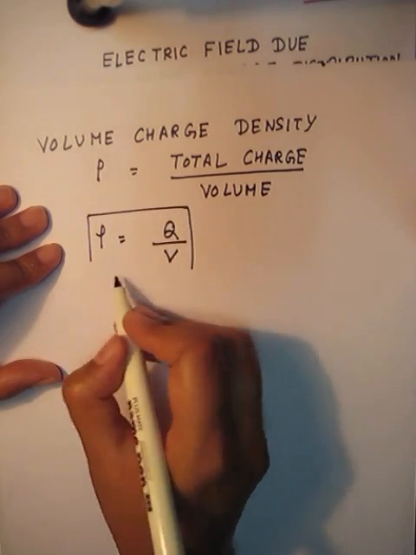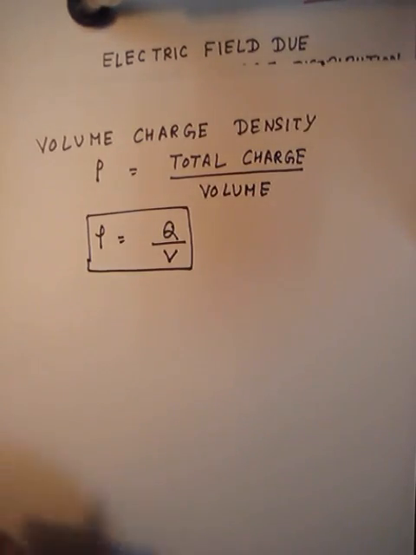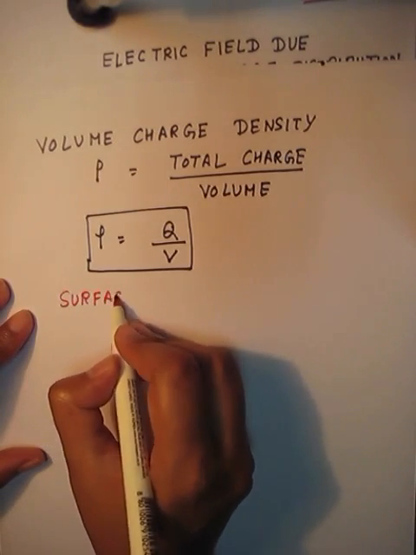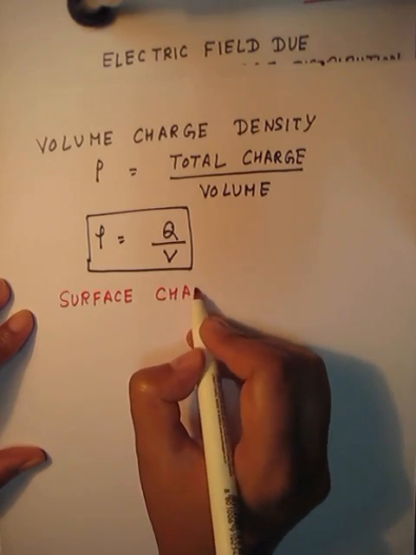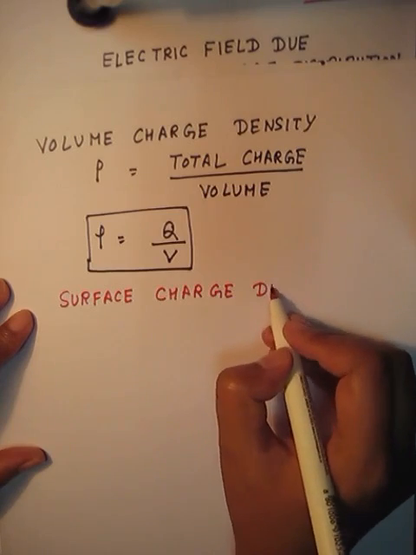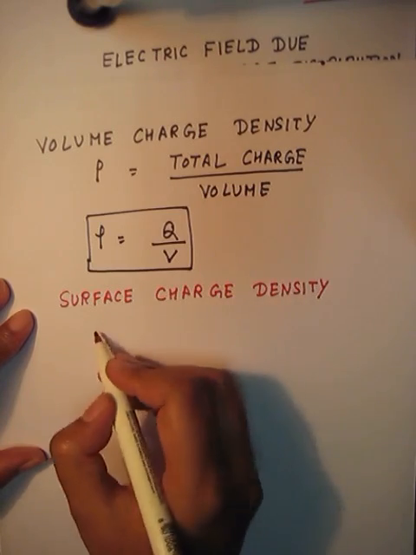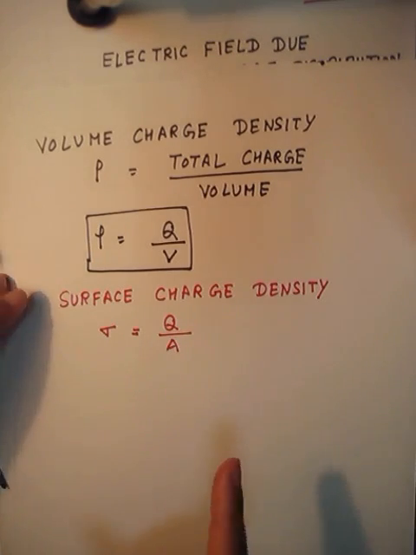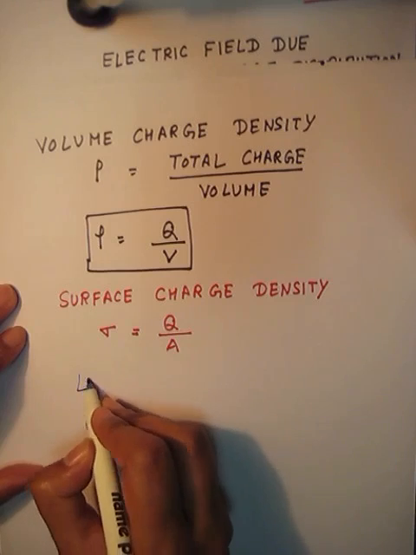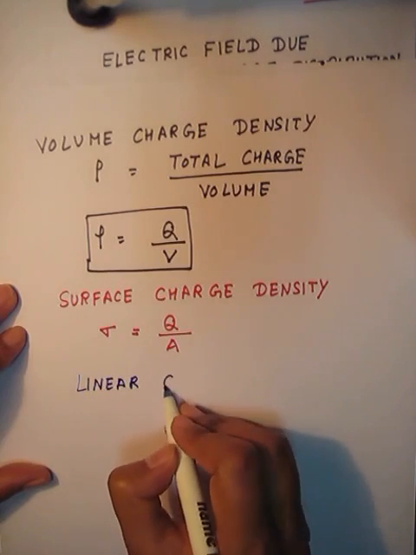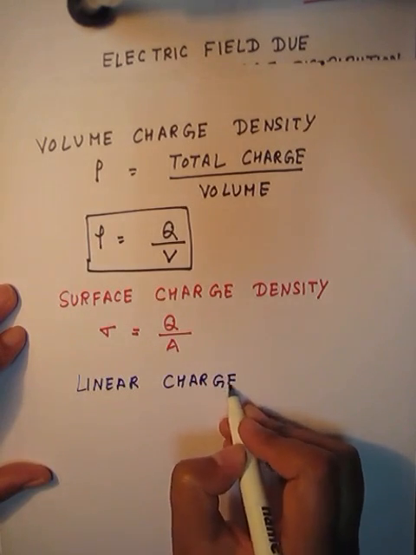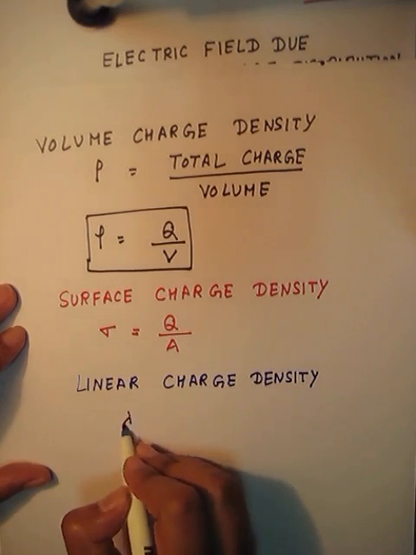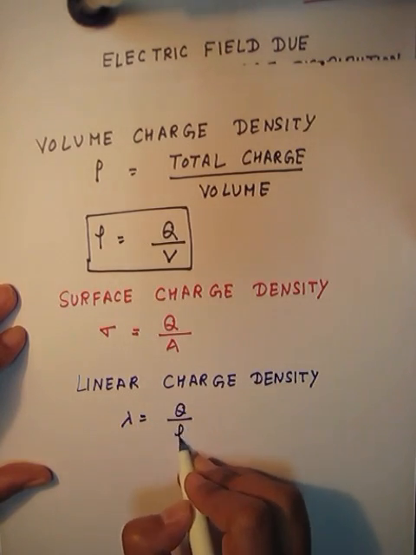In a similar manner, you can also have surface charge density. Surface charge density is given by sigma, and it is equal to total charge per unit area. Similarly, we'll have linear charge density. It will be given by lambda, which is equal to total charge per unit length.